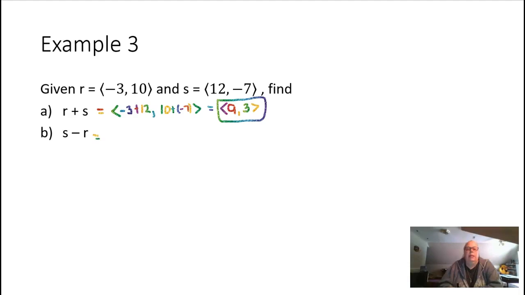Now, if I want to subtract these two, this is s minus r. That means I'm going to do the s components minus the r components, but I'm still going to subtract the first minus the first and the second minus the second. So we're going to look at 12 minus negative 3, comma, negative 7 minus 10. And when we simplify this, I'm going to get positive 15 and negative 17.